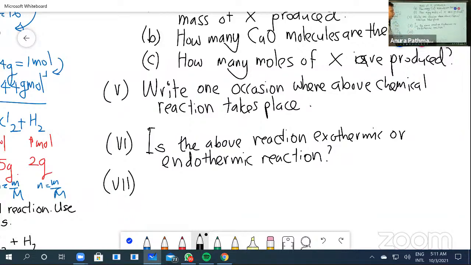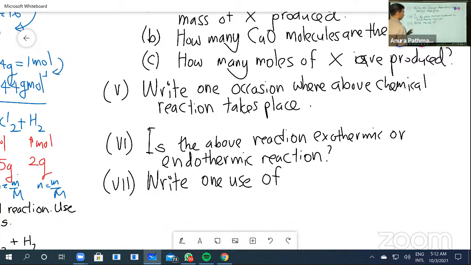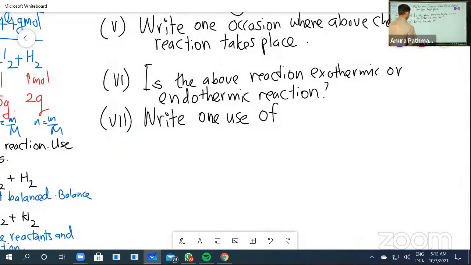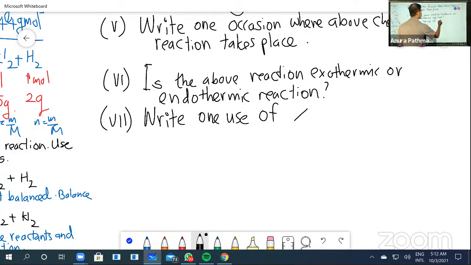Seventh one. Write one use of X produced.